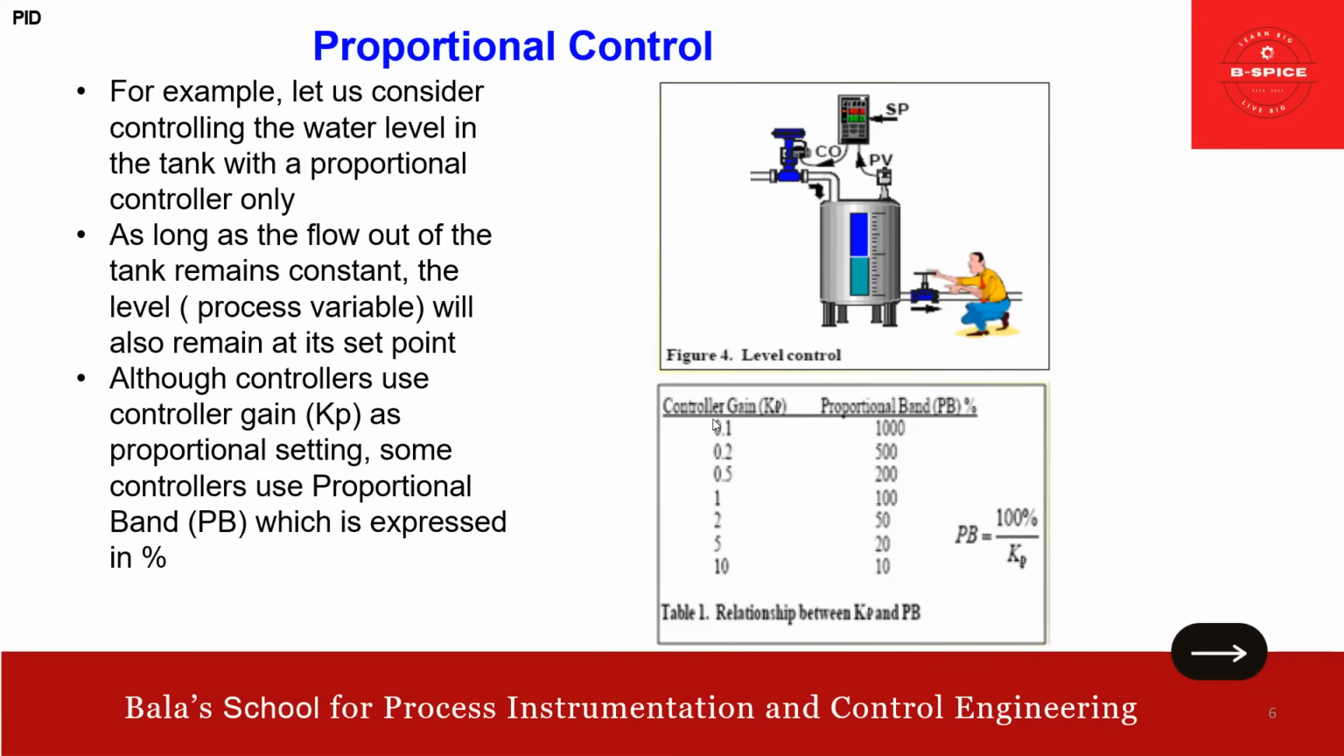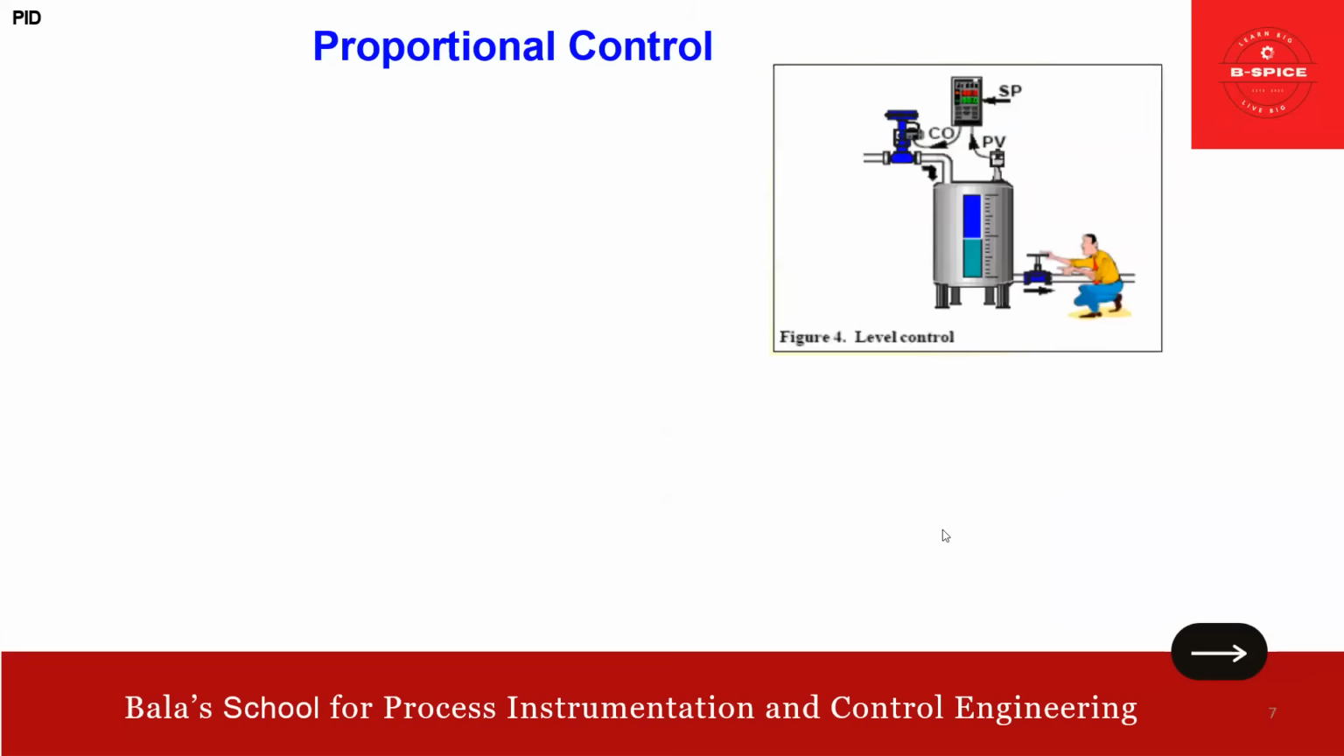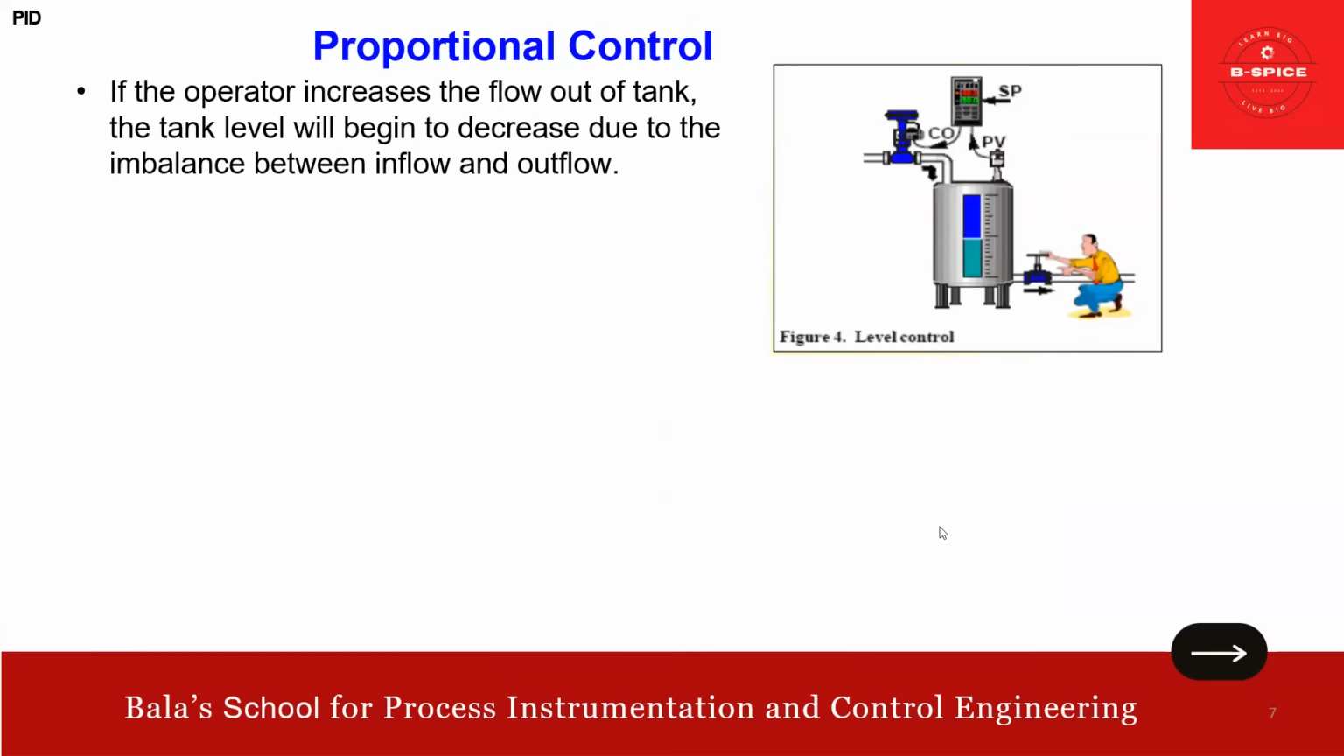Here you can see the controller gain KP, 0.1, 0.2, 0.3, and so on, and the proportional band. So 0.1 KP means proportional band 1000. So accordingly, you have to do like that. So what is the relationship? Basically, PB, proportional band, is equal to 100% by KP. That's it. Just remember this. Right. Now we have a proportional control. Now we will see a bit of an example here.